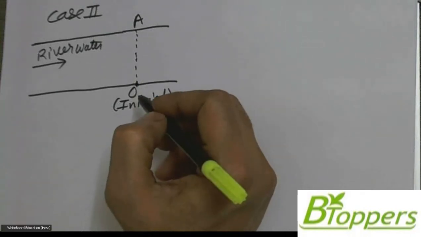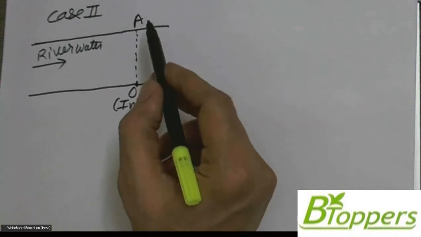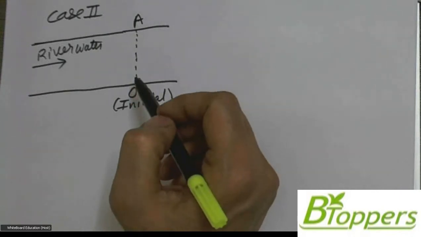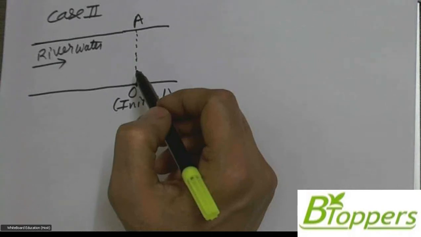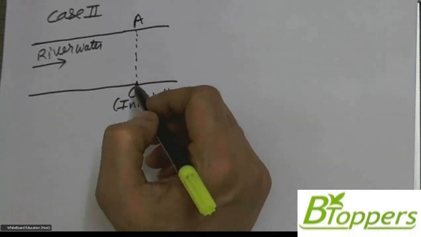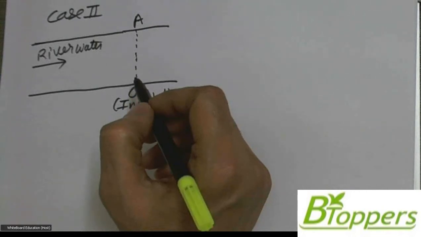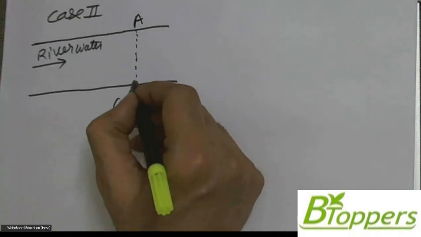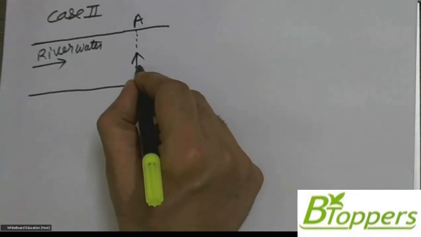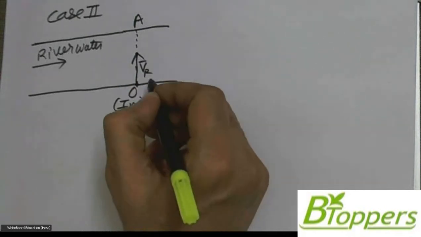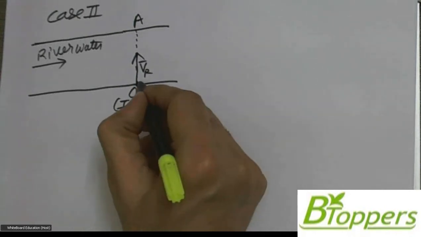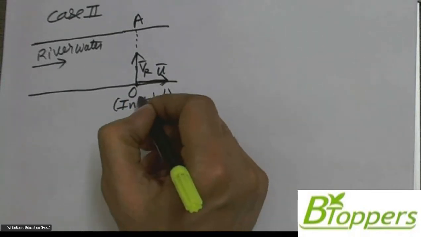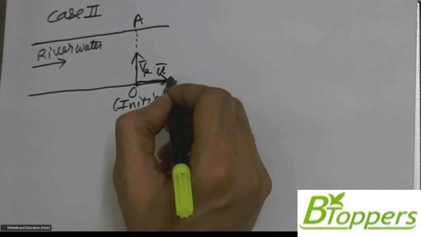So if the boat or swimmer wants to reach exactly the opposite point A on the other bank, it has to travel along the minimum distance path from O to A. It will move along the minimum distance path from O to A along the line OA, along the width of the river, if the resultant velocity is directed in this direction. This is the direction of the velocity of river water. The resultant velocity should be directed perpendicular to U bar.